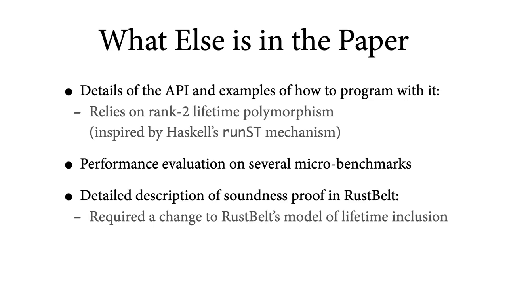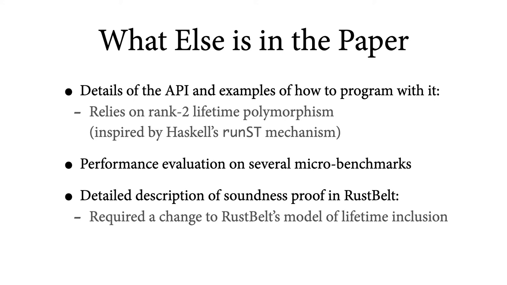If you found this talk interesting, there's a lot more in the paper. First, we give details of the GhostCell API and examples of how to program with it. In order to encode branded types, the API relies crucially on the old trick of using rank 2 polymorphism to generate fresh brands. This is inspired by Haskell's runST mechanism, except that in Rust, we have to represent brands using lifetimes rather than types, because Rust only supports rank 2 polymorphism over lifetime parameters, not type parameters.